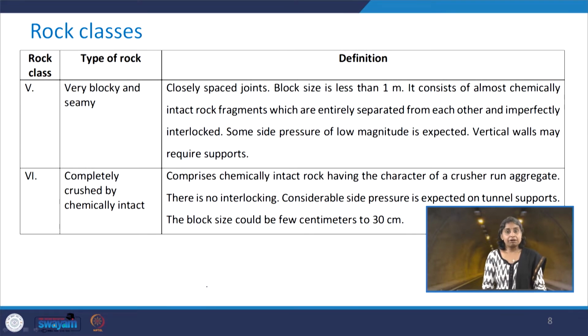Fifth rock class has very blocky and seamy type of rock. What do we mean by this qualitatively? These include closely spaced joints. In this case, block size is less than 1 meter, and it consists of almost chemically intact rock fragments which are entirely separated from each other and imperfectly interlocked.